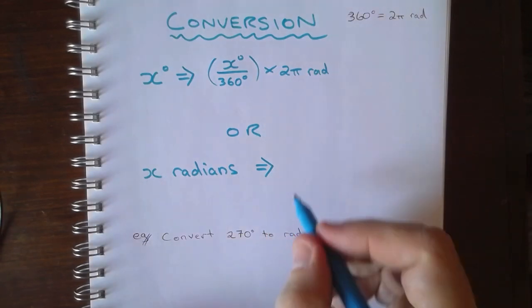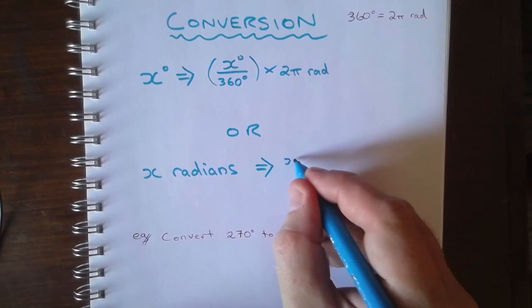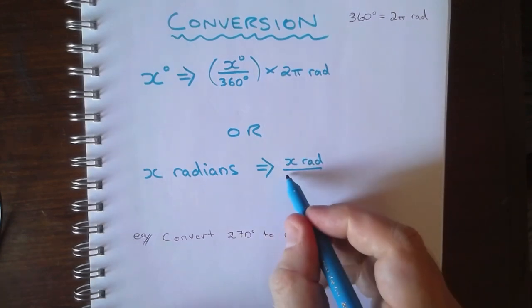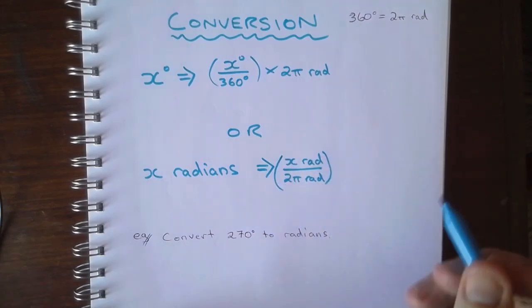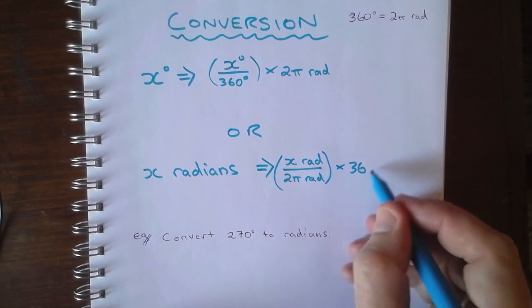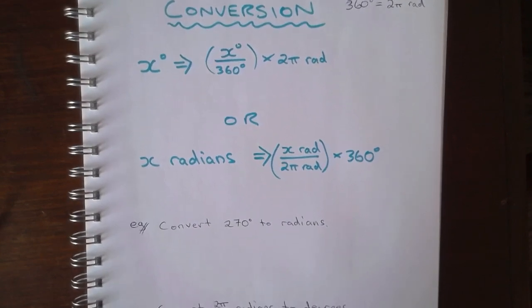Reversing that, thinking of it in the other way, we can say that if we know we have an angle of x radians, we divide that by 2 pi radians. That tells us how much of a full rotation we've got. And then we want to multiply that by what a full rotation is in degrees. So let's check out a couple of examples of how this works.